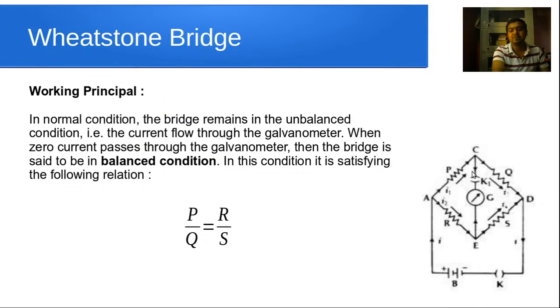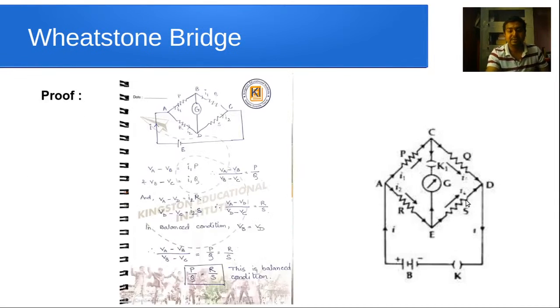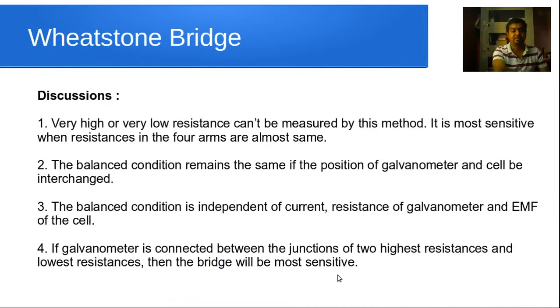So if the galvanometer is connected to the junction of the two highest resistances and the two lowest resistances, then this circuit works very accurately and is the most sensitive circuit. The bridge will be most sensitive.